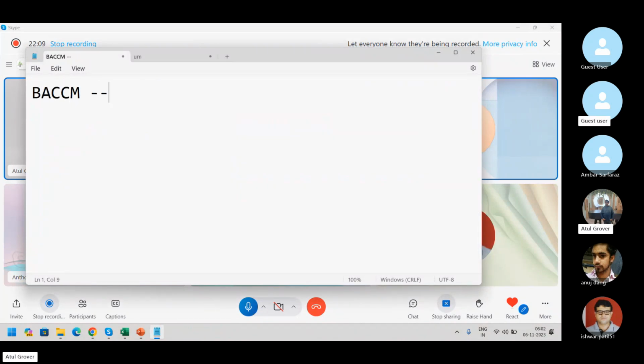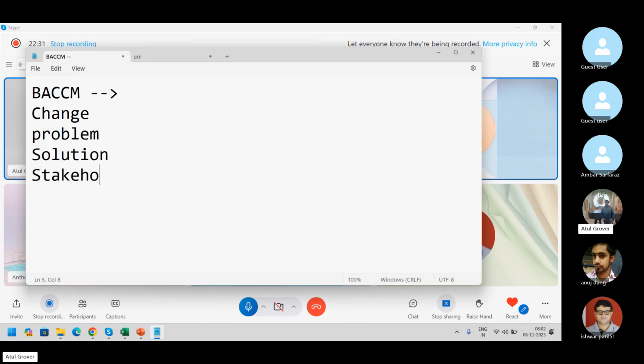BACCM. This is the principle, the concept, the base for the business analyst. We have to understand what the BACCM says here. There's a word called change. There's a word called problem. There's a word called solution. There's a word called stakeholder.